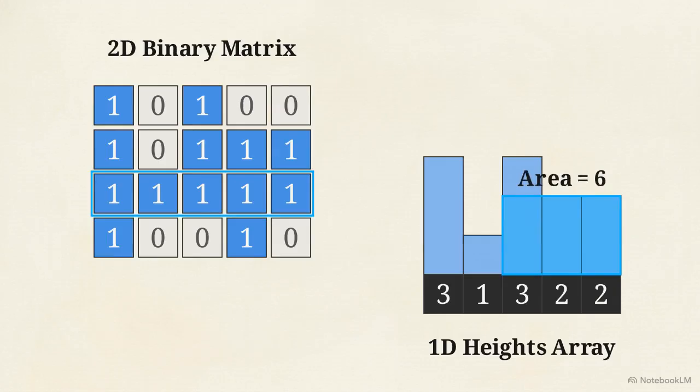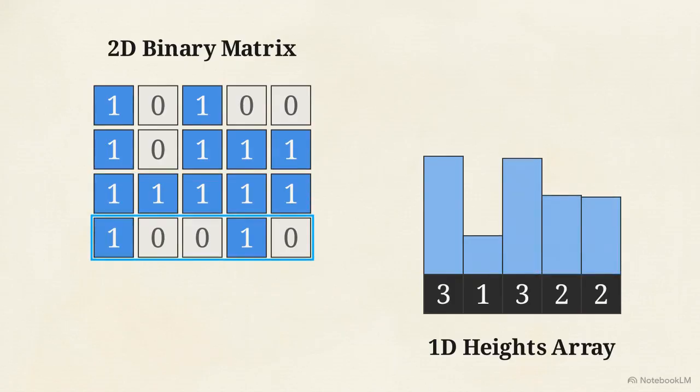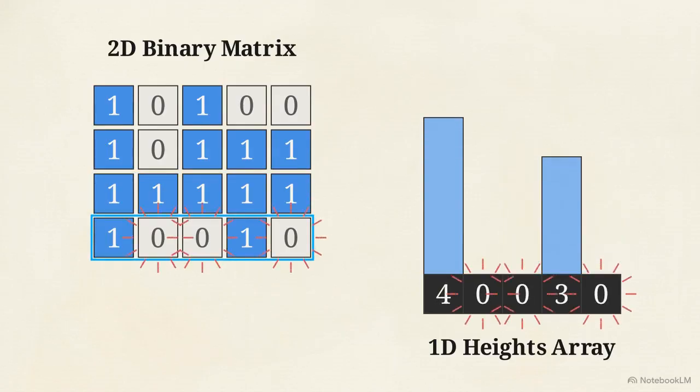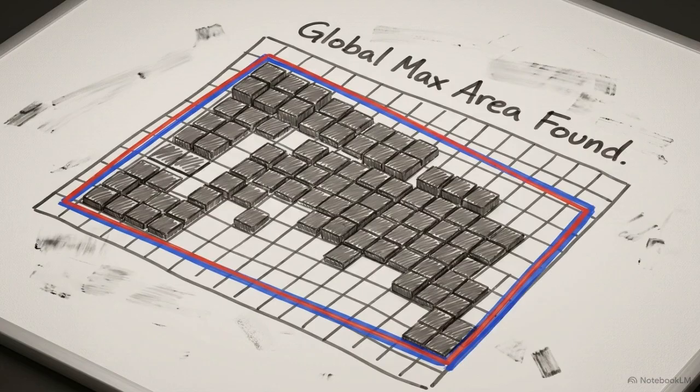What is the maximum area for this row? Processing it with our stack reveals a 2 by 3 rectangle. This gives us a current maximum area of 6. On the final row, the zeros in the middle columns reset those tall bars, significantly shrinking the potential area for the remaining cells. By tracking the maximum area found across all rows, we guarantee that we've identified the largest rectangle possible in the entire grid.